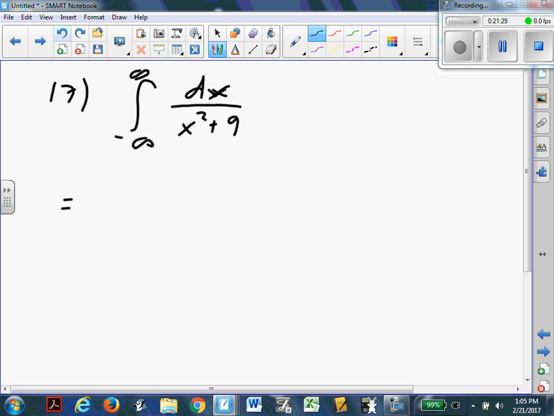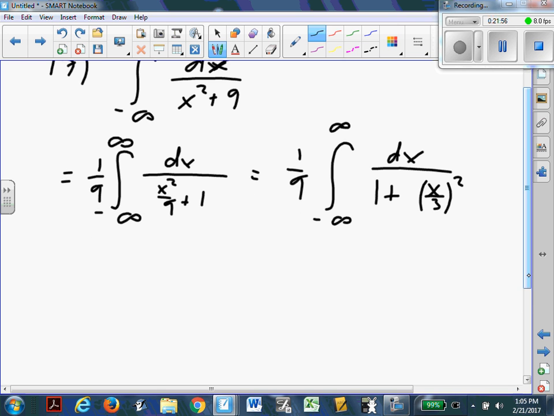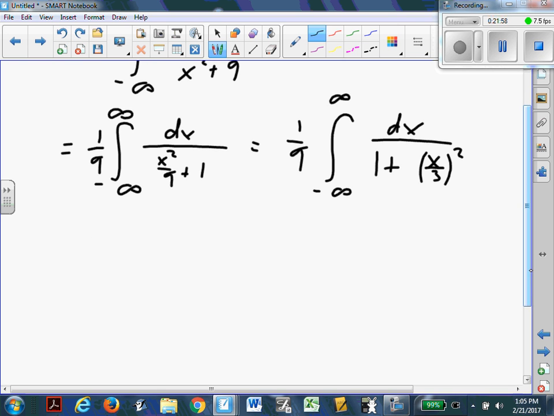So for starters, in order to get this in that form, we're going to have to pull out a 9 from the denominator. So I'll factor out a 9 from the denominator, and then that becomes x squared over 9 plus 1. Or, if you will, 1/9 integral from negative infinity to infinity of dx over 1 plus (x over 3) squared. And this is inverse tan. This is one of those that we recognize.